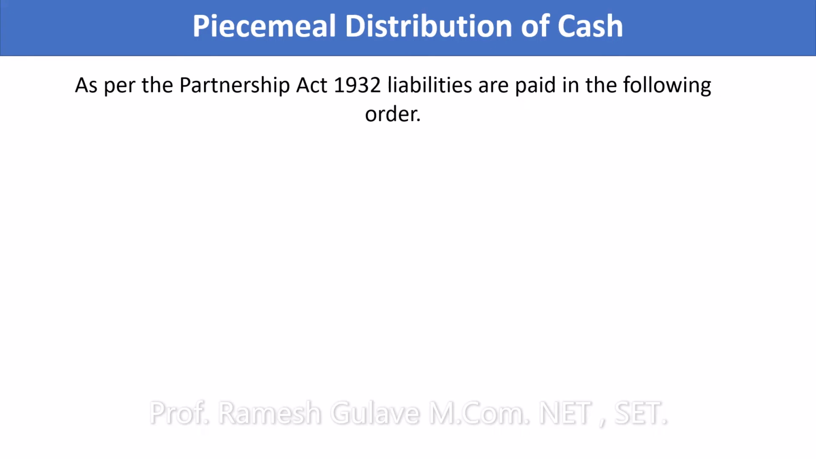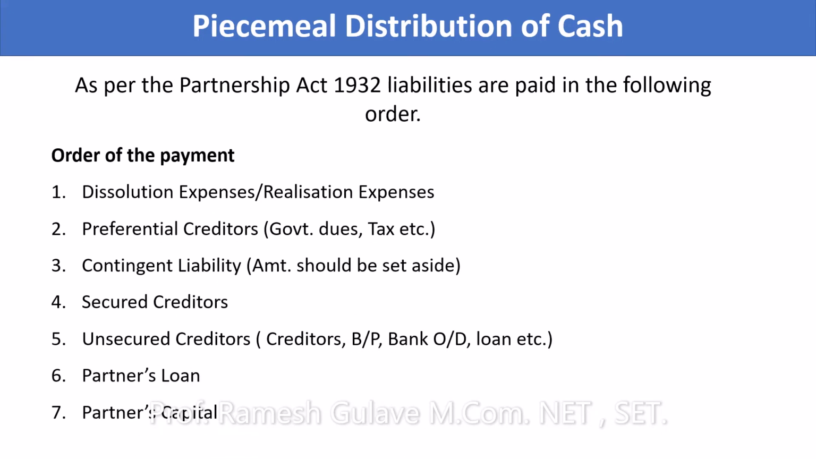As per the Partnership Act 1932, liabilities are paid in the following order. It means we have to follow this order for the payment. Firstly, we have to pay the realization expenses or dissolution expenses, because the firm is going to dissolve and assets are being realized. So whatever expenses are there for dissolution or realization of assets need to be paid first.